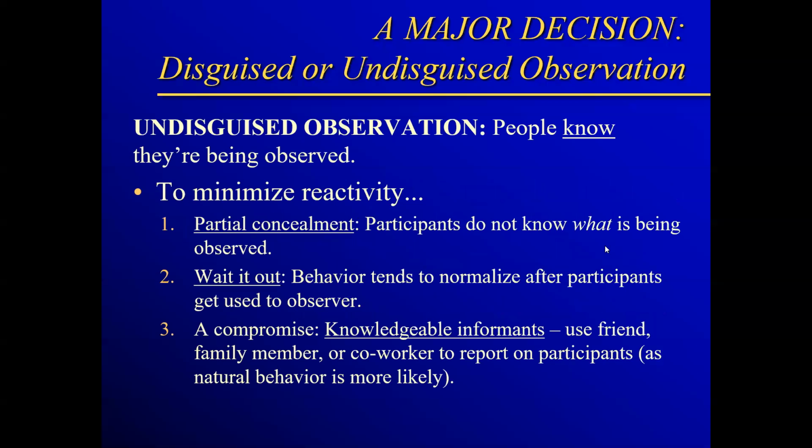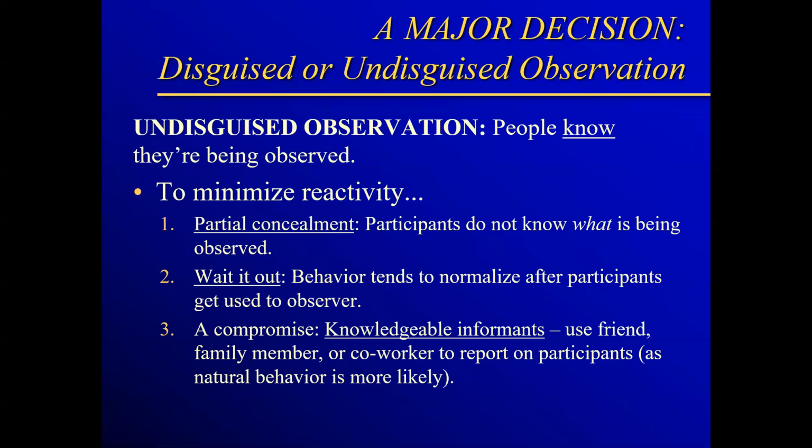All right, so to minimize this reactivity, because we know that participants may act differently, we can do a couple things. We could do partial concealment, where participants do not know what is being observed. They know that they're in a study, but maybe we have them do several different things, some of which we don't really care about, just to throw them off the scent of what we're actually studying. That could reduce people trying to guess what we're doing and acting differently, either going with or going against our hypothesis, because they don't know exactly what's happening.